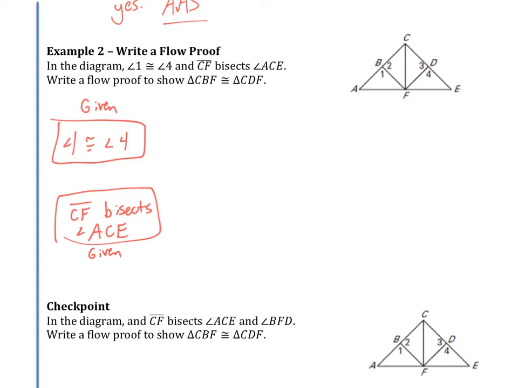So I'm going to mark this in the picture. Angle 1 congruent to angle 4. And CF bisects angle ACE. CF bisects the big angle ACE. And we're trying to show that triangle CBF, so this triangle right here, and triangle CDF, so CDF, are congruent.